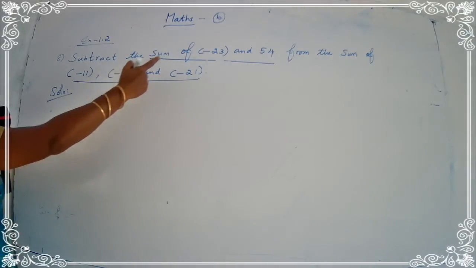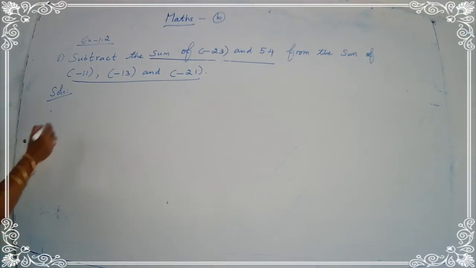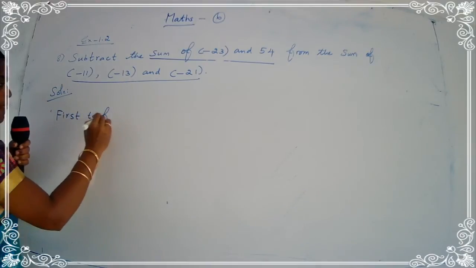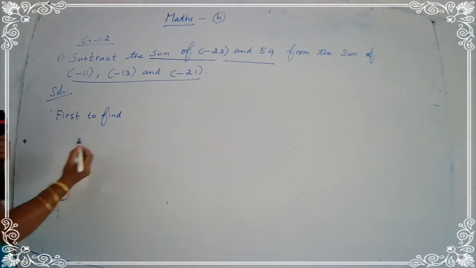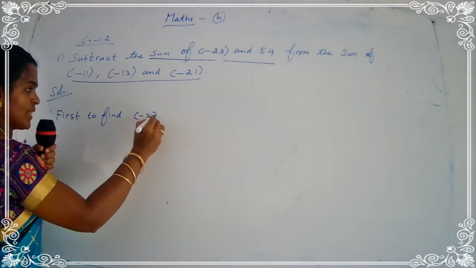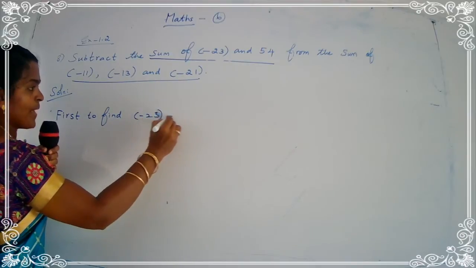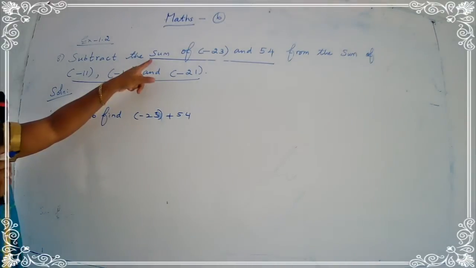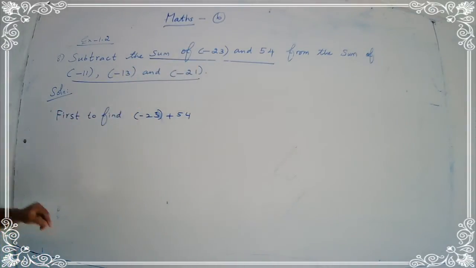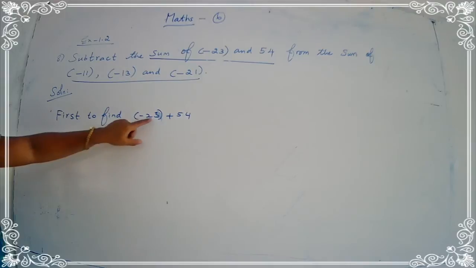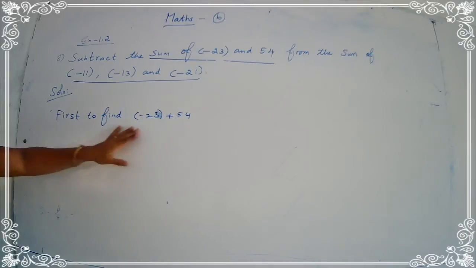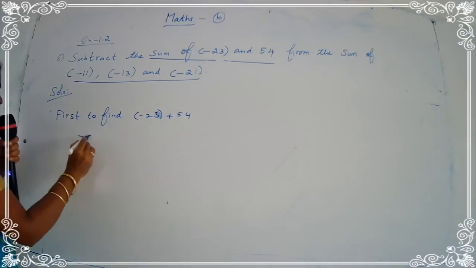So first find the value of the sum of minus 23 and 54. So that's why minus 23 plus 54. Is it correct? Yes or no? Yes. Why? Here it is asked the sum of minus 23 and 54. Sum of minus 23 and 54 means minus 23 plus 54. Sum means that we have to add. Okay children? Yes.